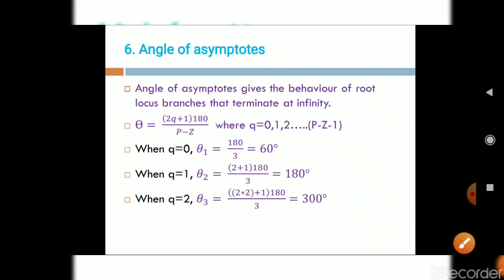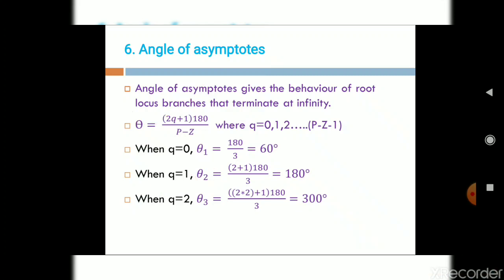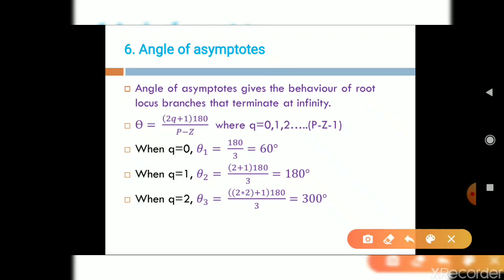The second angle is theta 2, and while calculating theta 2 I will consider q = 1. Putting q = 1 in this equation, I get (2 + 1) × 180 divided by p - z, and p - z is 3. So overall I get 180 degrees. This is the second angle of asymptotes.